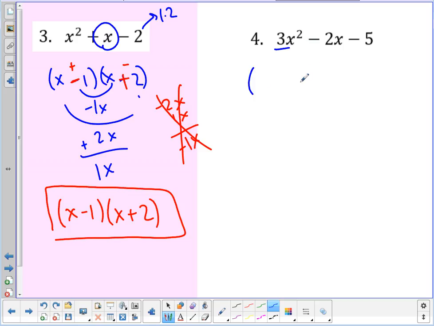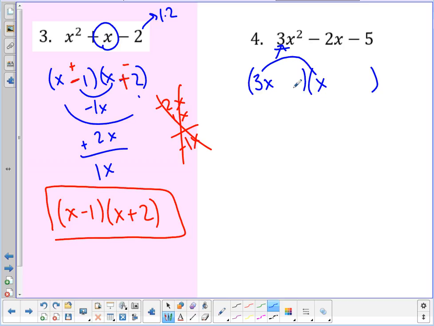I have a 3. The good news about this one is, one, there's no GCF, so I don't need to worry about taking that out. Two, there's still only one way to multiply to get to x squared. I can only get to 3 by multiplying 1 times 3. So I know I'm going to have a 3x and an x. That's the only way that I can multiply those first two terms and get to that 3x squared.